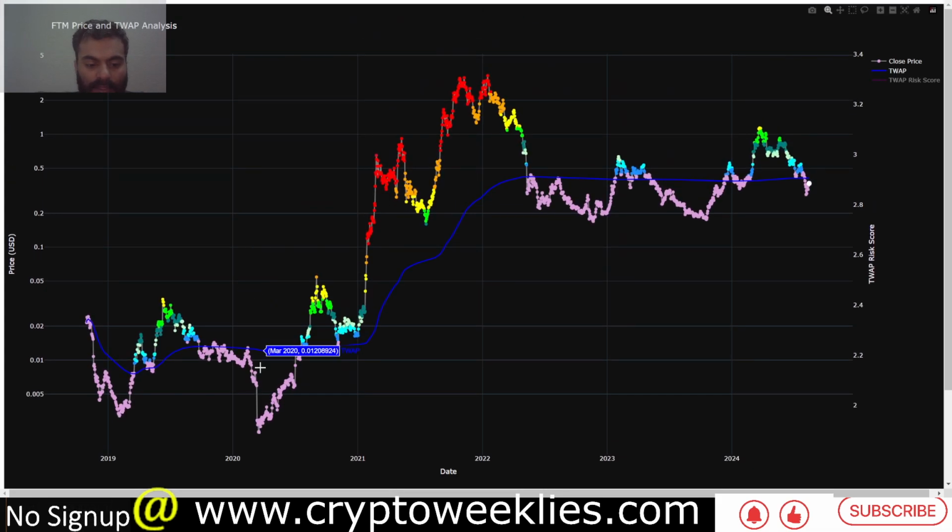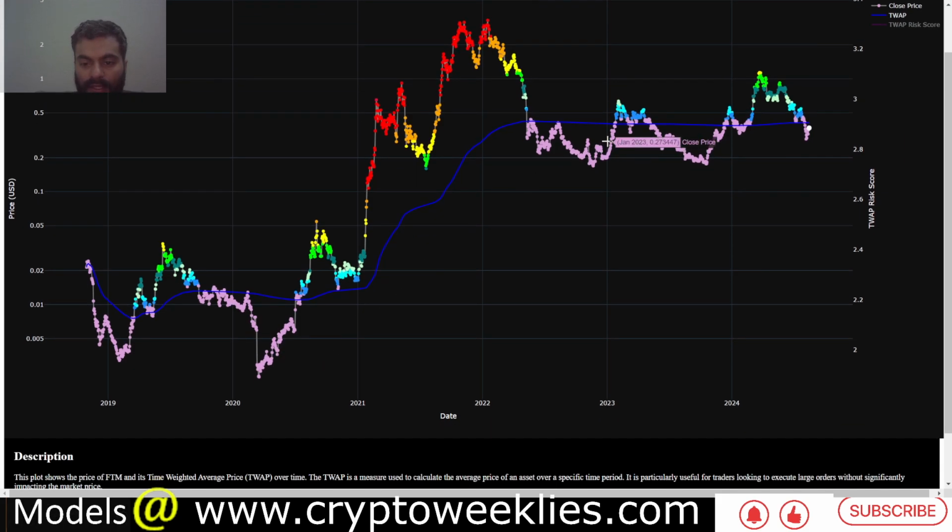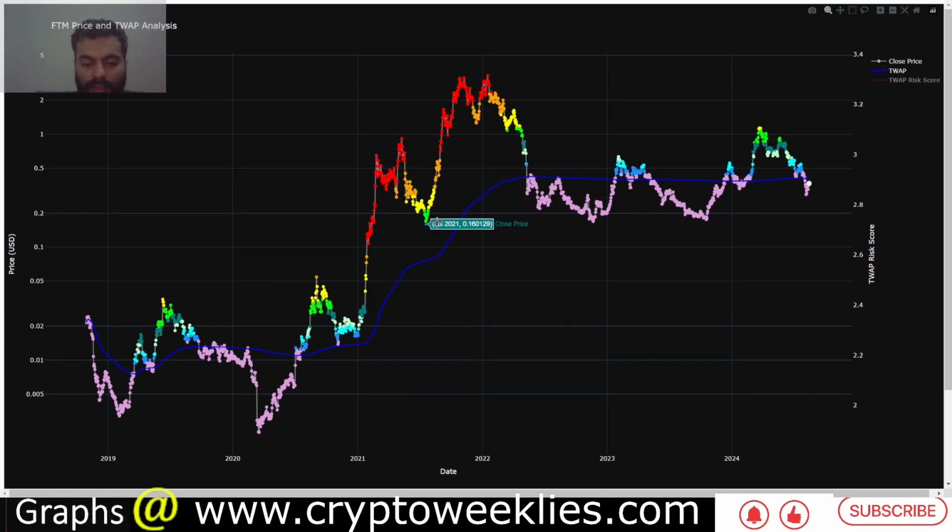So whenever the price falls below the time weighted average price, historically speaking, you can see that's a great buying opportunity. Again, this is not financial advice, and you can also make use of this analysis to identify peaks. And this is also calculated by the proportional difference between the time weighted average price and the actual price at any point in time.